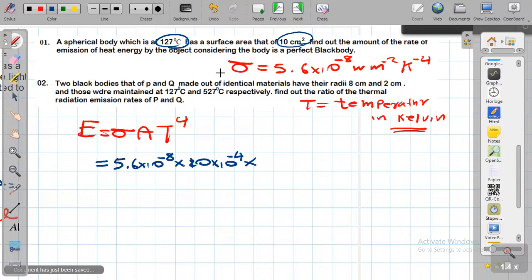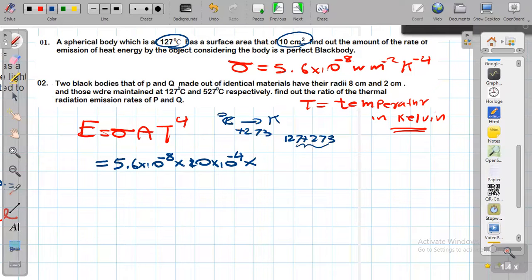And the temperature is 127, but you know when we convert a Celsius value to Kelvin, you have to add 273. Then it is 127 plus 273. That means it is some 400 Kelvin. So it is 400 to the power 4. You have to apply these values and get the result. I will do that on my scientific calculator and let you know the answer.